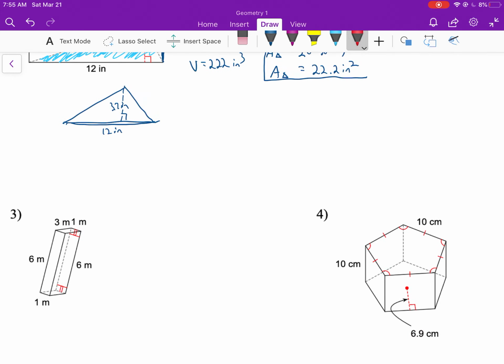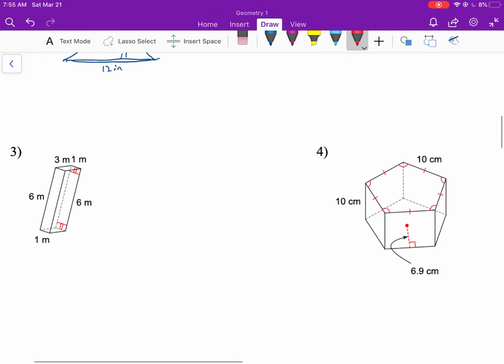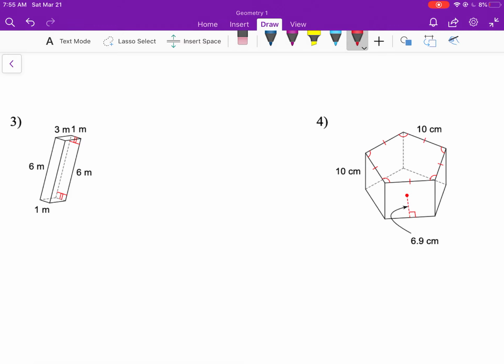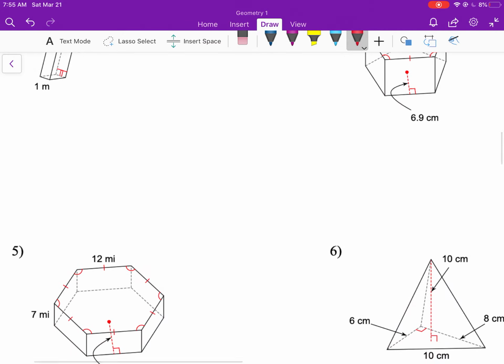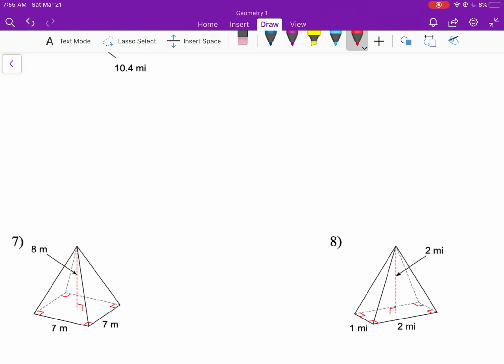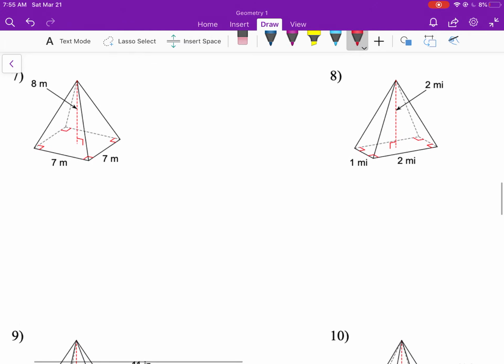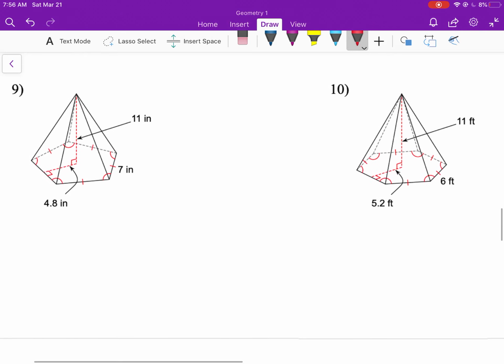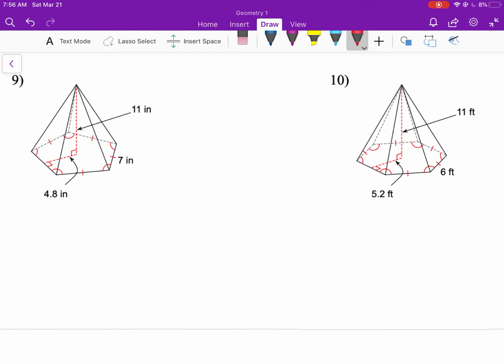Number 3 kind of looks like it's leaning, but it's not, so that 6 is the height of the prism. Number 4, obviously it looks like a regular pentagon, so you'll use that. Let's come down to one of these pyramids. So number 8, let's go to number 9. Number 9, we'll try a harder one for you here.